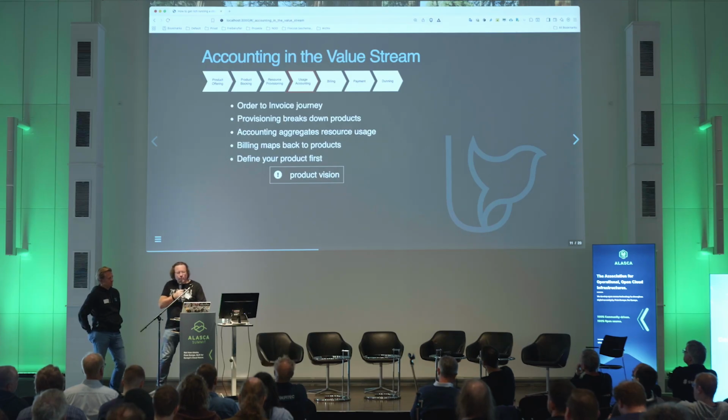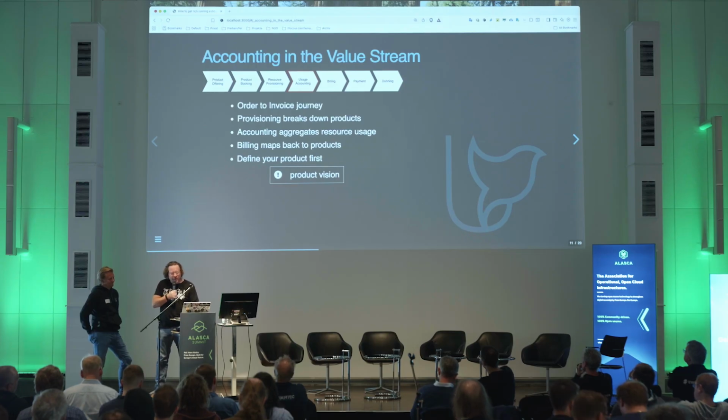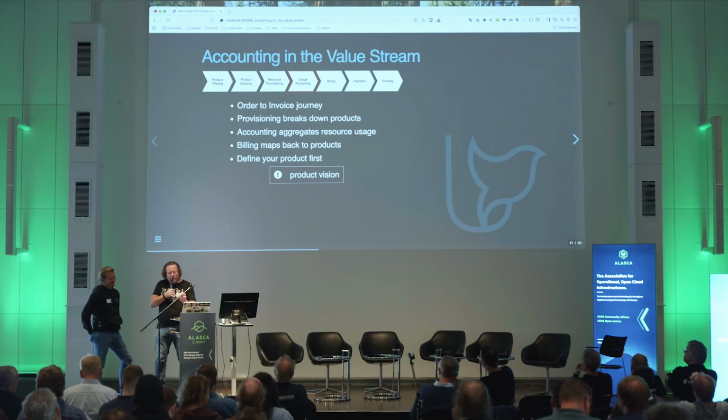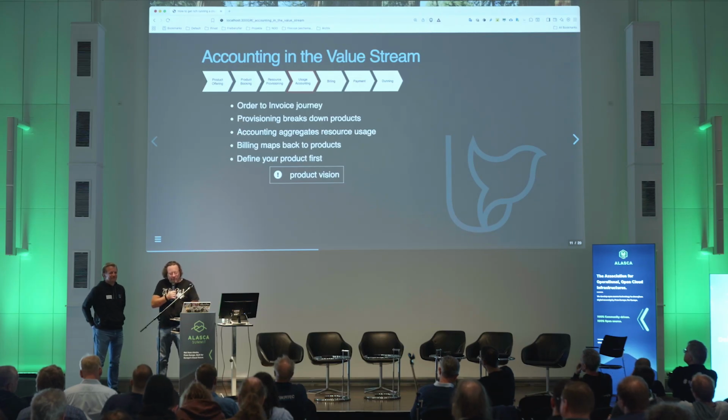Try to define your product first. This was one of the challenges we had on our journey, that the product was a little bit fuzzy. It went this or that direction, and this sometimes made it hard to define a good architecture for it.